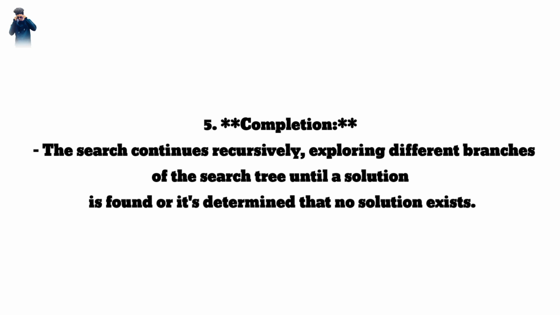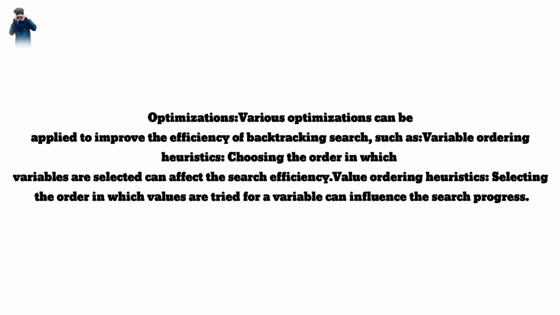5. Completion. The search continues recursively, exploring different branches of the search tree until a solution is found or it's determined that no solution exists. 6. Optimizations. Various optimizations can be applied to improve the efficiency of backtracking search, such as variable ordering heuristics.